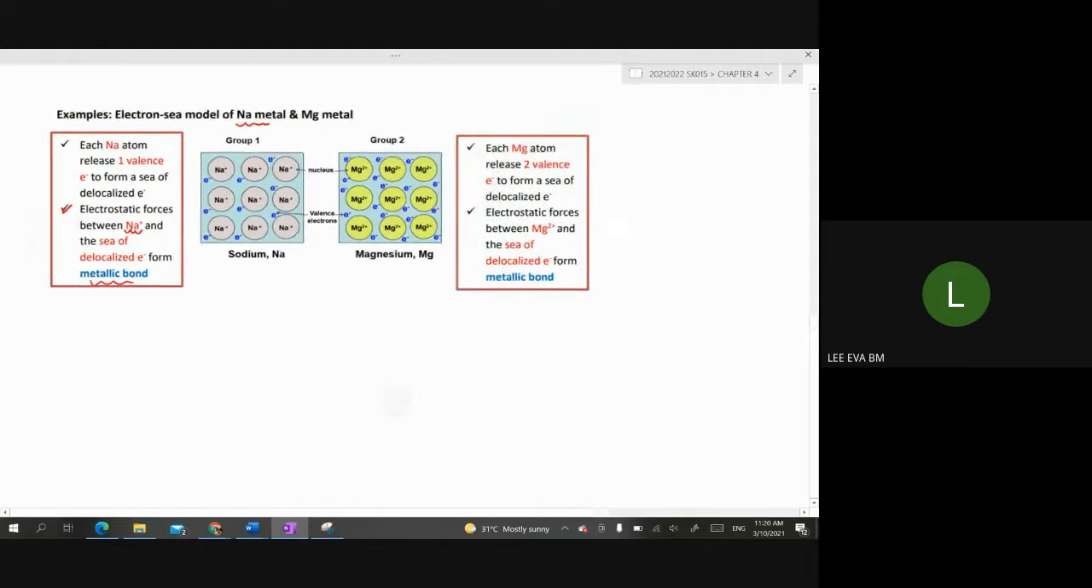So let's say we take the metal potassium. You need to learn how to draw the electron sea model. Say we have again 9 atoms, or 9 circles, and inside each circle is represented by K positive. Since potassium is also in group 1, we have 1 valence electron. So each potassium ion will have 1 valence electron around it.